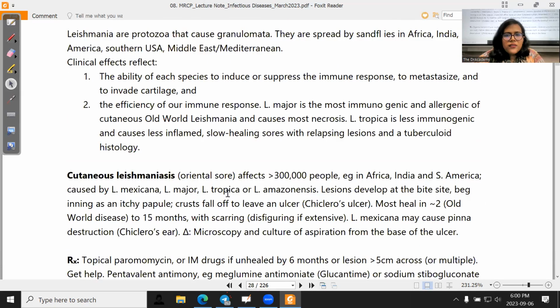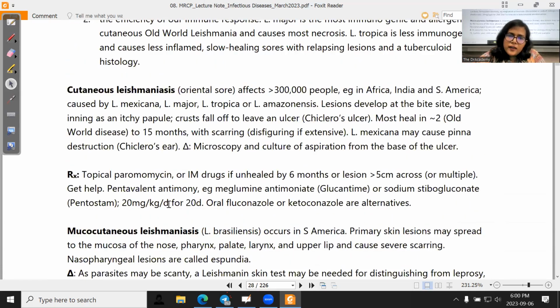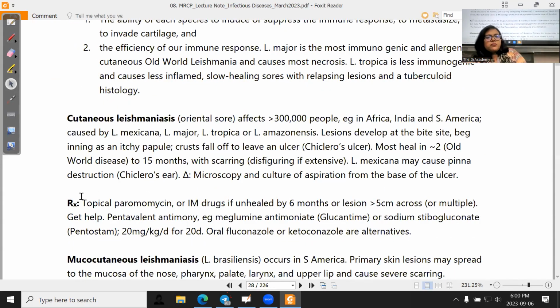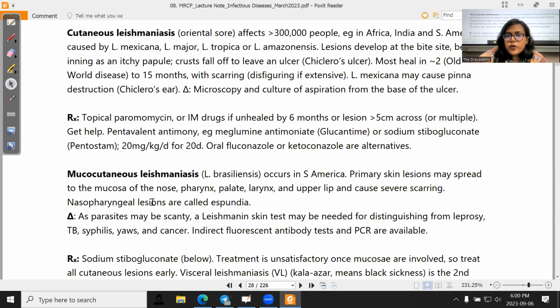Just give it a read. It's not that important. Sometimes some questions can come from mucocutaneous leishmaniasis and the treatment for visceral leishmaniasis. For visceral leishmaniasis, the treatment protocol is liposomal amphotericin B or miltefosine. And for mucocutaneous leishmaniasis, I think sodium stibogluconate.